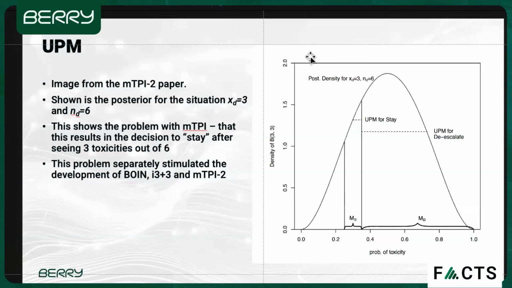And this was the perceived problem with MTPI, which is that in this particular setting, which might be quite a common one, 3 toxicities out of 6, so you've tested 2 cohorts on a dose, the MTPI rule is to stay on that dose. This was regarded as being unacceptable and not attractive to clinicians. And I think it was this instance that gave rise to the separate development of the three other methods, BOIN, I3+3, and then MTPI2.